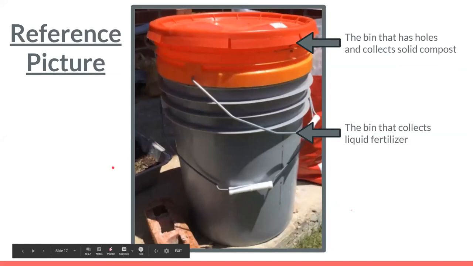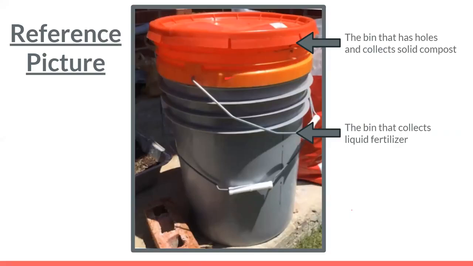Here is a reference picture. The top bin is the bin that has the air holes and collects the solid compost. It's inside another bin, the gray bin, that collects the liquid fertilizer.